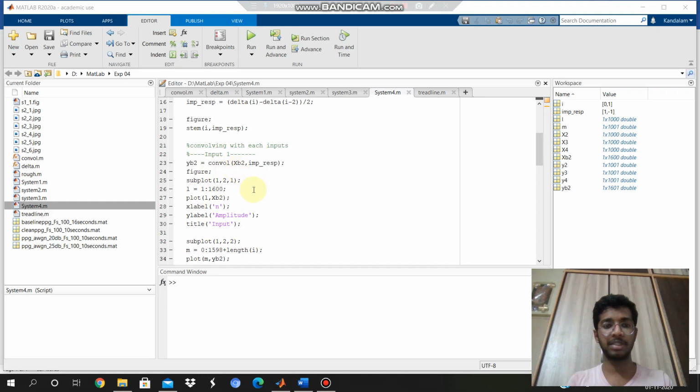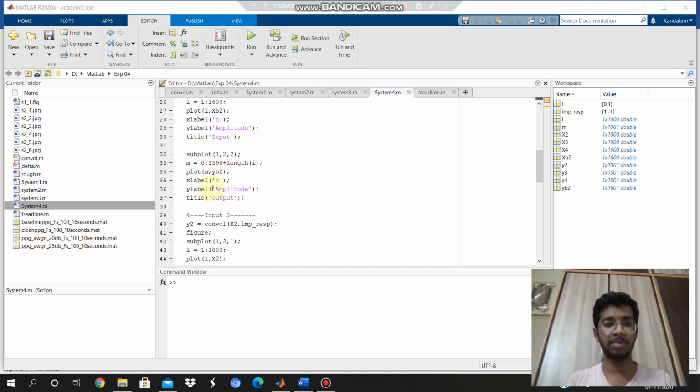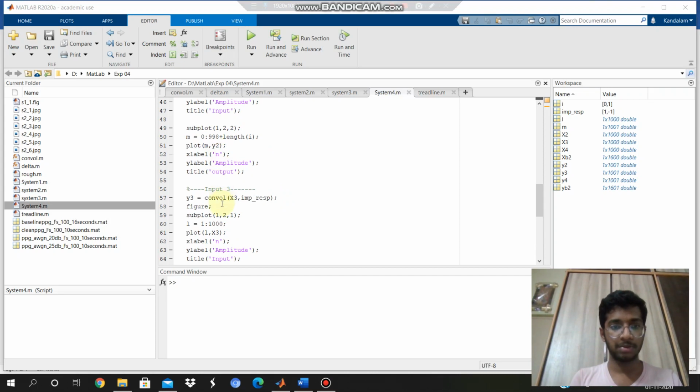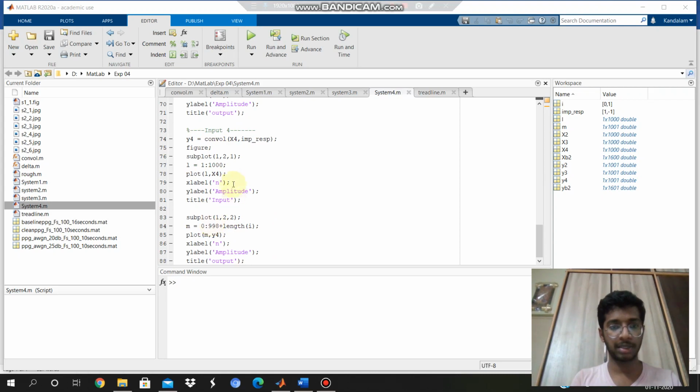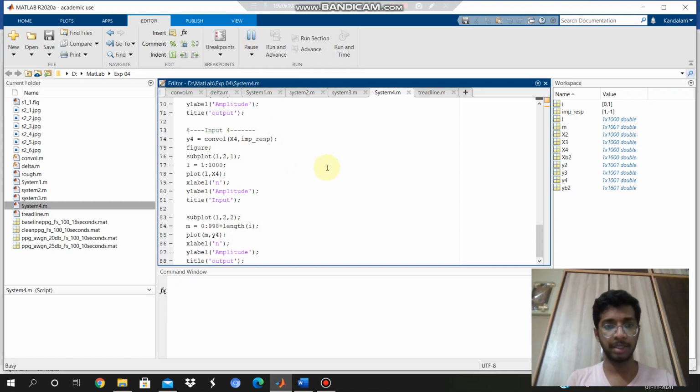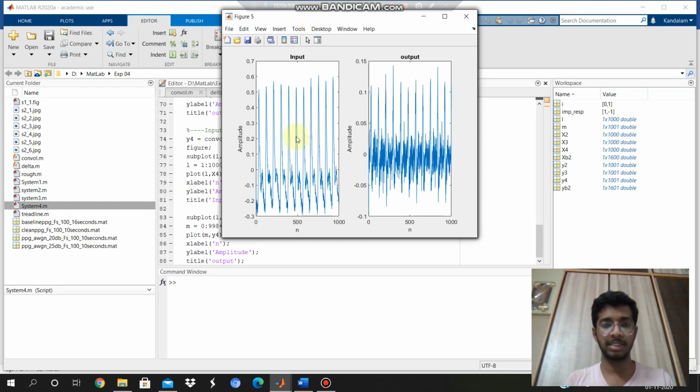First, taking xb2 as the input signal, we will plot both input and output. Similarly for x2 as input, and similarly x3 as input, we will plot both input and output. And for x4 as input, we will plot both input and output. And when we run the program, the corresponding outputs will be, this is when x4 is passed as input, this is x4, and this is the corresponding output.